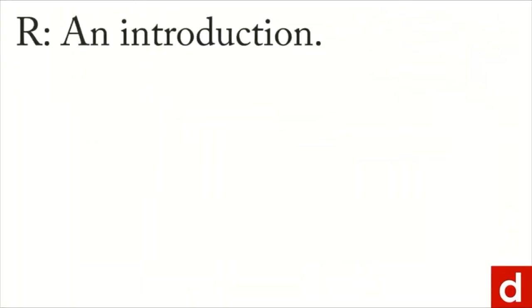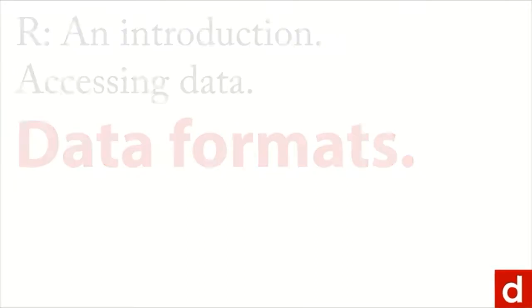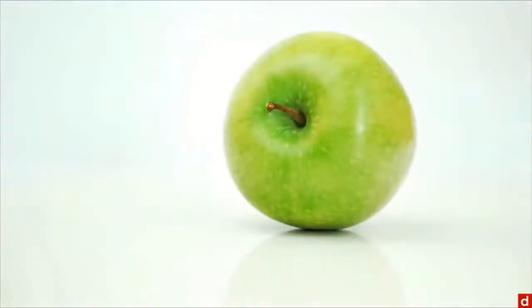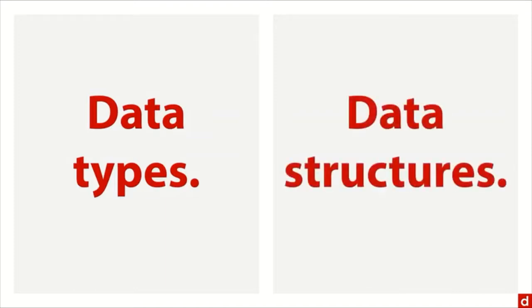The next step in R in Introduction is to talk about accessing data, and to get that started, we need to say a little bit about data formats. And the reason for that is sometimes your data, it's like talking about apples and oranges. You have fundamentally different kinds of things. Now, there are two ways in particular that this can happen. The first one is you can have data of different types, different data types. And then regardless of the type, you can have your data in different structures. And it's important to understand each of these.